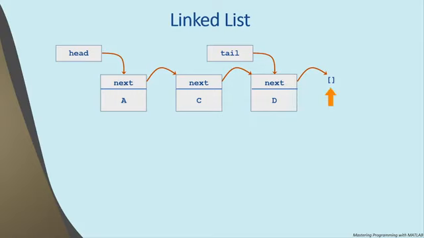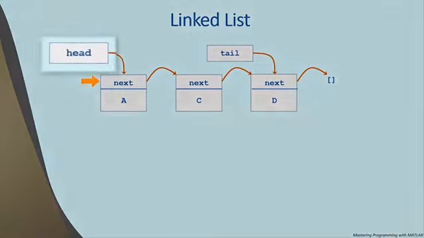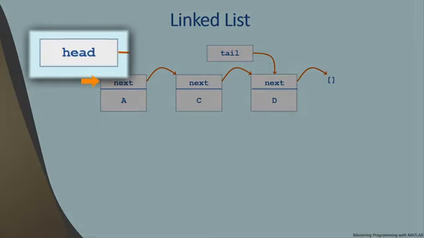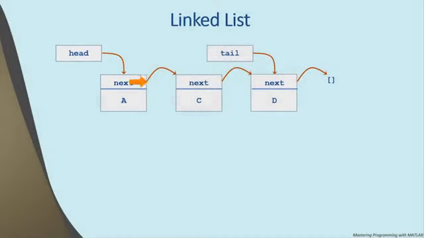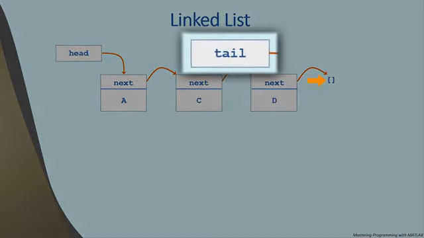The next field makes it easy to traverse a list. You start at the beginning of the list, which in computer science terminology is called the head of the list, and follow the next field to move from element to element until you encounter a next field that's equal to the empty array. When you get to the empty array, you know that you've reached the last element of the list, which in computer science terminology is called the tail of the list.